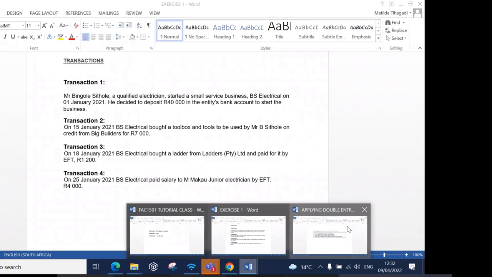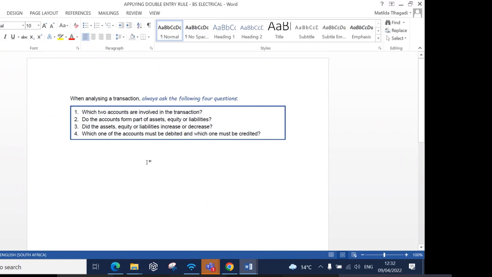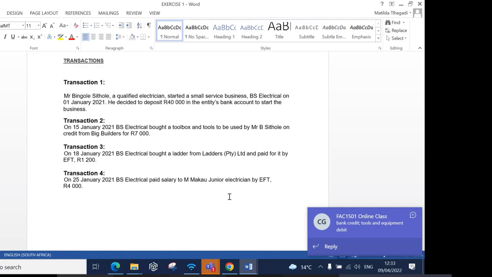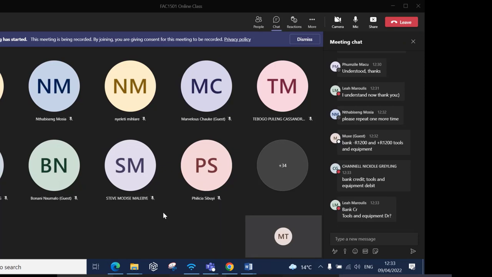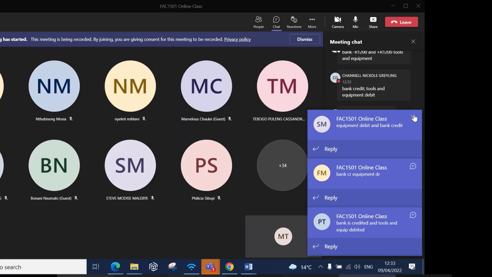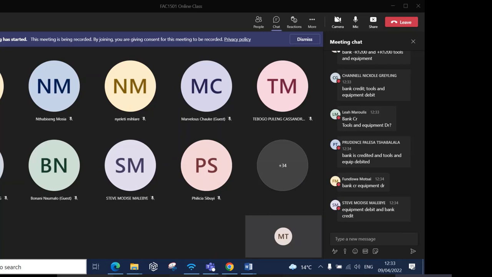The last point of the double entry principle is, which one of the accounts must be debited and which one must be credited in the general ledger and the trial balance? Chanel is saying bank credit, tools and equipment debit. Leah is saying bank credit, tool and equipment debit. Prudence is saying bank is credited, tools and equipment debited. And then Fundiso is saying bank.